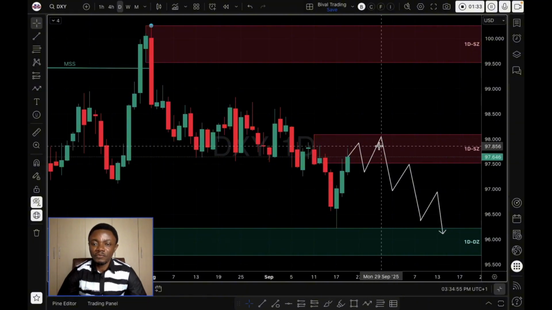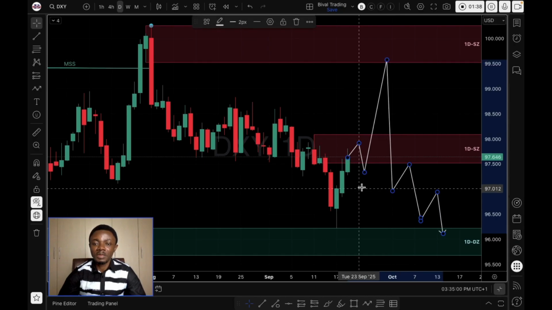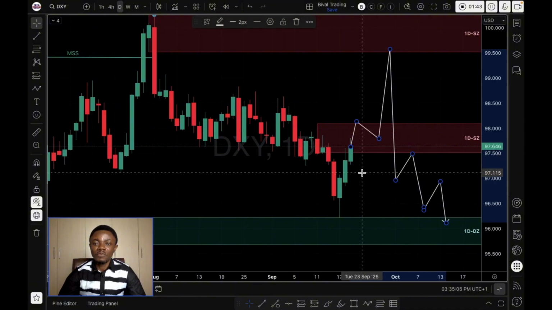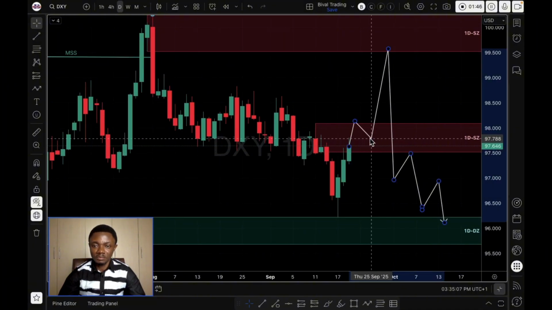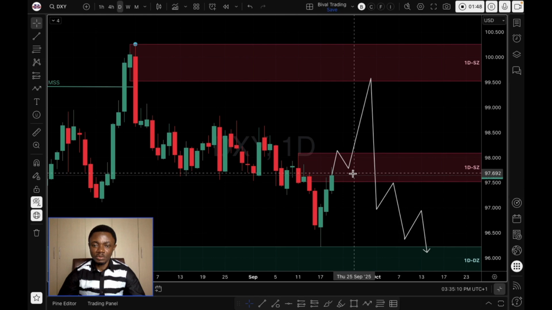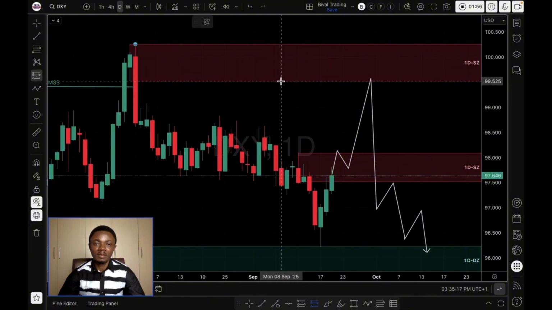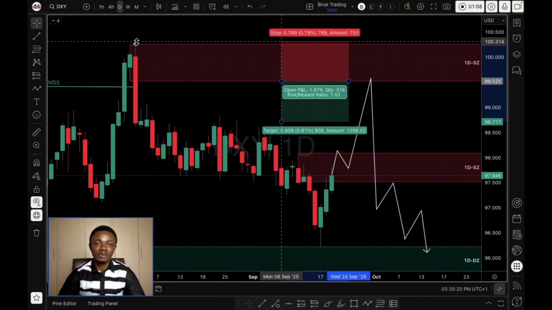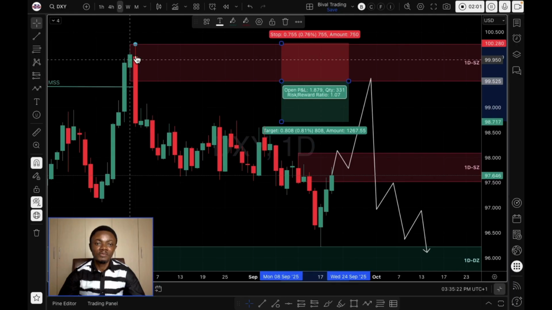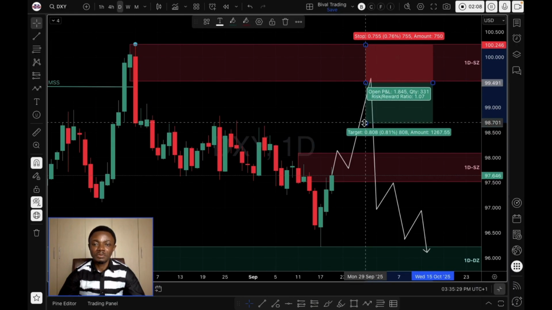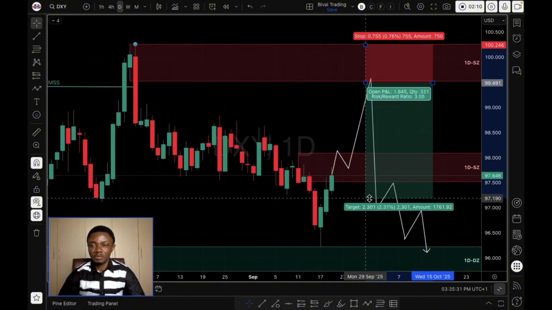If this zone should fail, then I'll be waiting to see if price will push into this supply zone up here. As price pushes into that supply zone, I can comfortably short from there. Right here I'm waiting for confirmation, then I will short. But if this zone should fail, then I will take my short from this particular supply zone. If you look at this supply zone very well, you can see it's still very much fresh. It's not yet mitigated, so take from that zone and begin to drop down.